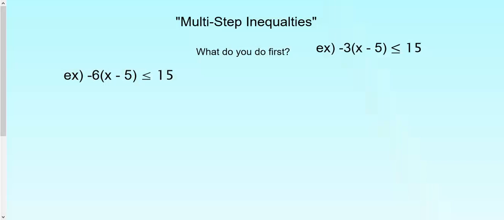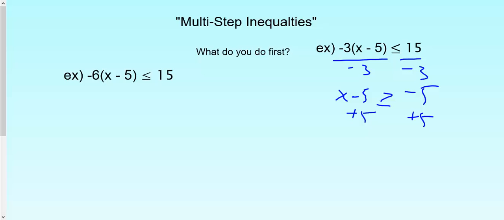I'm just going to go through some sample problems today. We have a couple of questions here. So what do you do first? There's a reason why I'm presenting these two problems the way I am. For this one here, you could divide by -3, and then you have way less work to do. Now keep in mind, you'd want to switch your inequality symbol, and then you just add 5, so x is greater than or equal to 0.